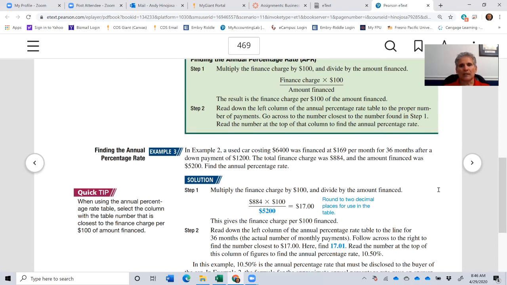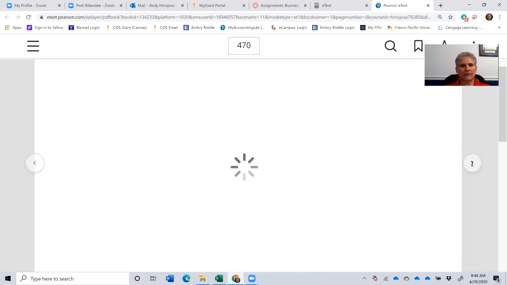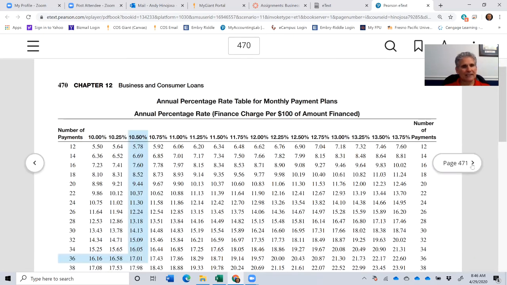Okay, 17. Now the question is where's the table? Let's go on to the next page. We're looking for 17. First we go with the number of payments. By the way, the table's on page 470. We go down the number of payments all the way to 36, and then we keep going across until we find the closest number to the number we came up with. We came up with 17. This is 17.01. That's the closest number. So then we go up, and we find that the approximate percentage is 10.5%.